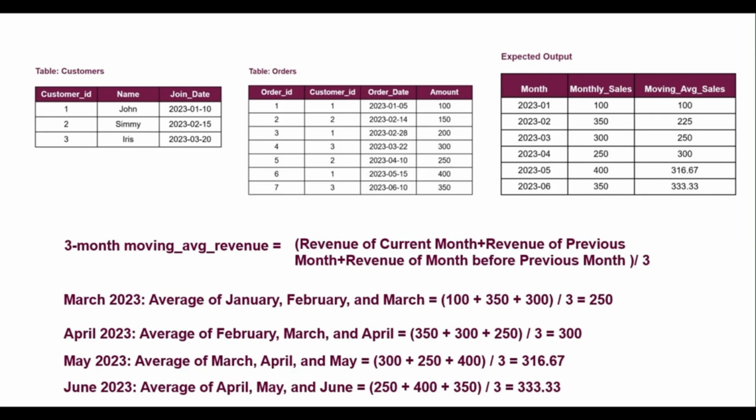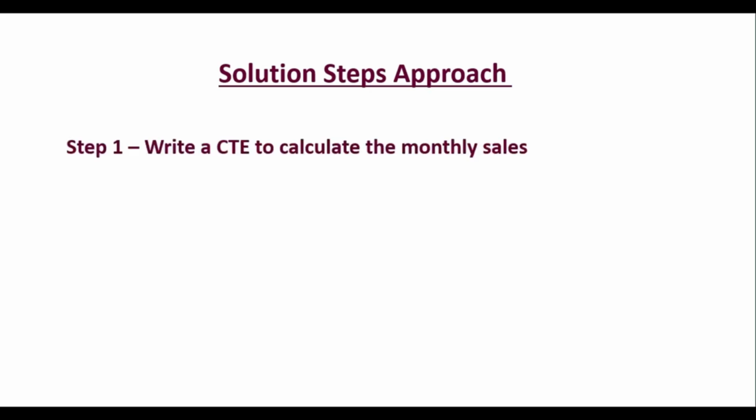So what would be our approach? Let's discuss that. So here is how we are just going to approach our solution using SQL. So our step one would be to calculate the monthly sales as we just did. So first of all, we will just write a CTE to calculate the monthly sales. We will be using date format on the order date column. So it will just extract just the year and the month from the order date. And then we will just group by this month column, and we will just use the sum of amount to get the total sales per month.